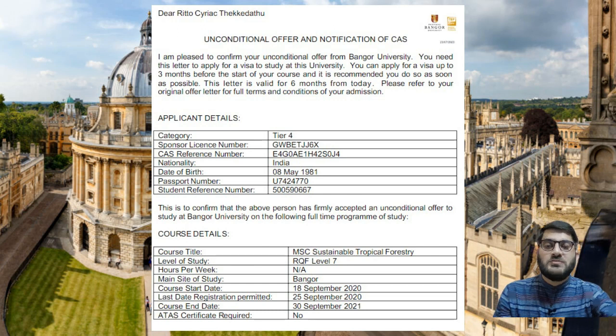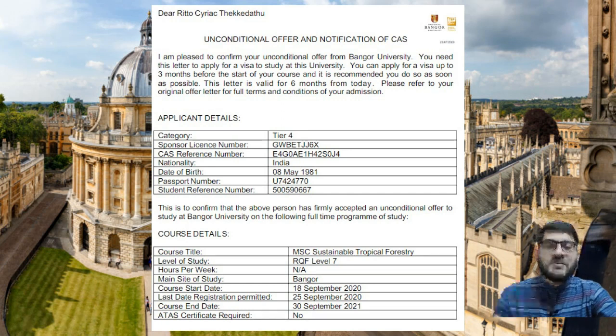And now you can use this to apply for your visa, as you can see over here. You need this letter to apply for a visa to study at this university. You can apply for the visa up to 3 months before the start of your course. It is recommended that you apply as soon as possible. This letter is valid for 6 months from today. So you can apply for the visa 3 months prior to your studies, and this letter can be used up to a maximum period of 6 months from the date of issue.